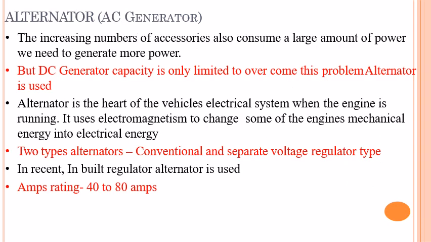Next is the alternator type AC generator. The increasing number of accessories also consume a large amount of power. We need to generate more power, but the DC generator capacity is limited. To overcome this problem, the alternator type is used. The alternator is the heart of the vehicle electrical system. When the engine is running, it uses electromagnetism to change some of the engine's mechanical energy into electrical energy. It is of two types: conventional and separate voltage regulator type. Mostly the inbuilt regulator alternator generator is used, with the ampere ranging from 40 to 80.